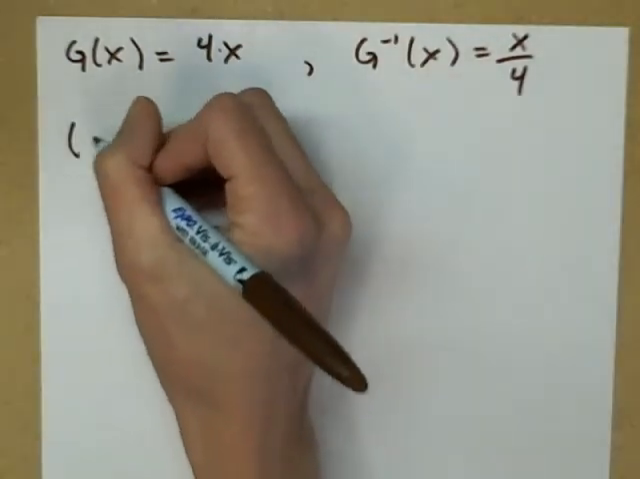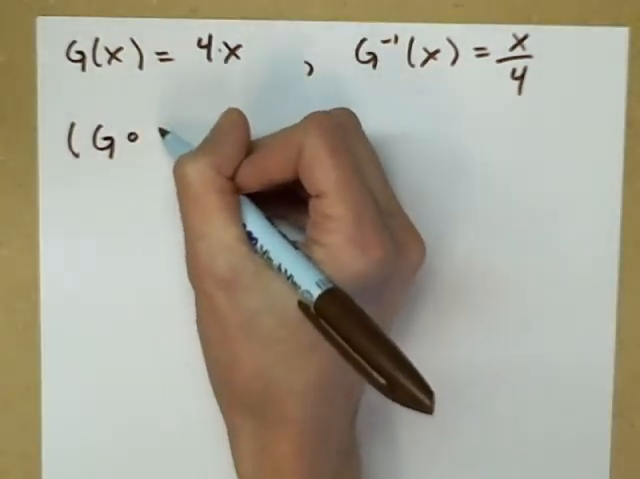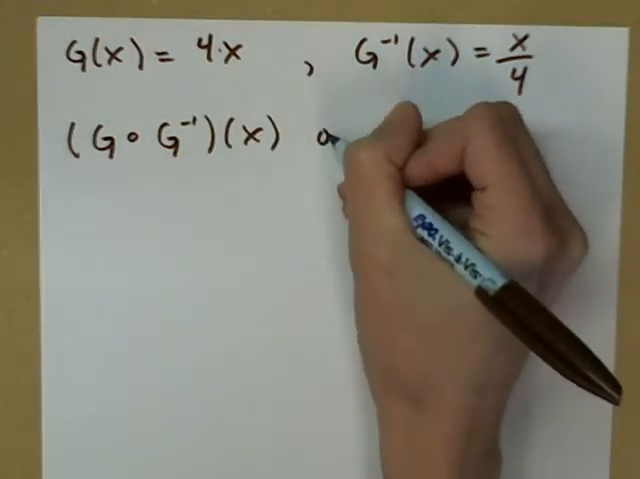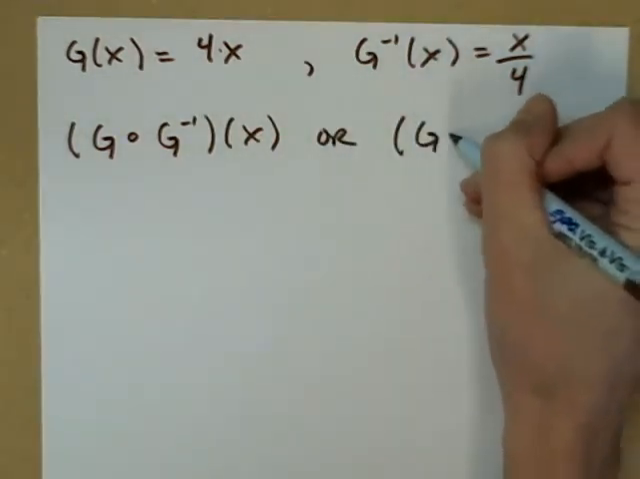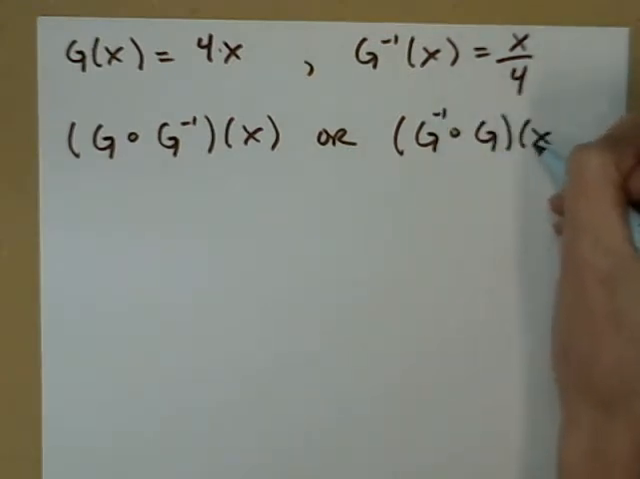If we want to check that, we do the composition to make sure that these two operators undo each other. So g composed with g inverse of x, or you could do, they will both work, g inverse composed with g of x.